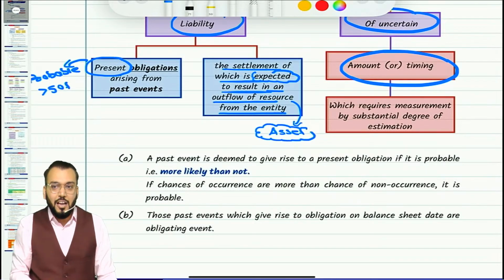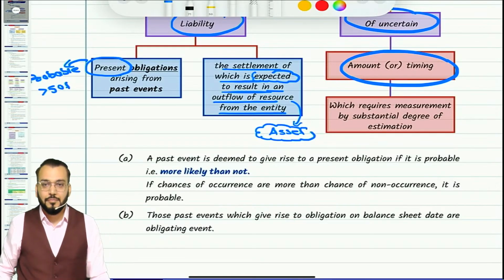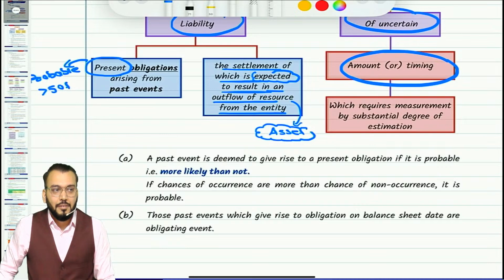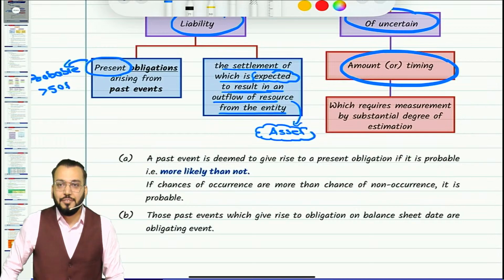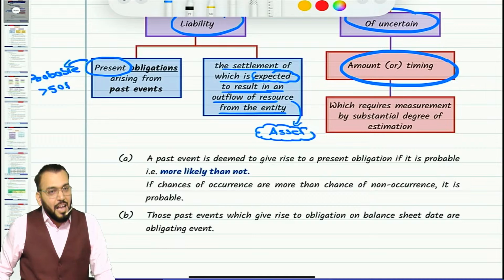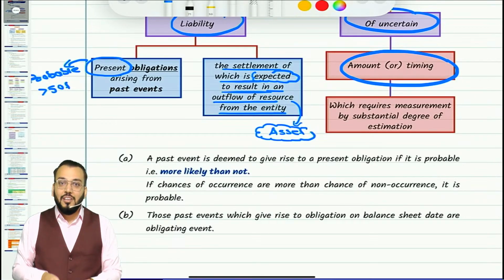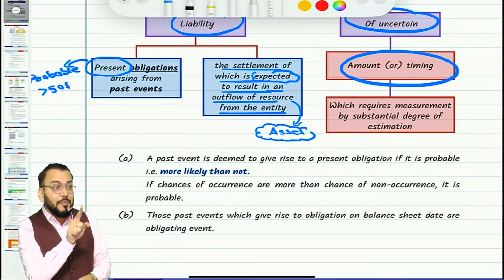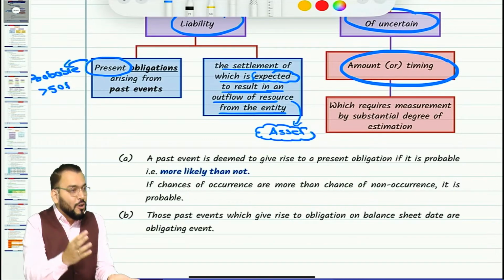Last example. Think and say, convertible debenture which will be converted into equity shares in future. Is it a liability, or is it not a liability? Applying definition. Apply definition. Convertible debenture which will be converted into equity shares. There is no outflow of resource.